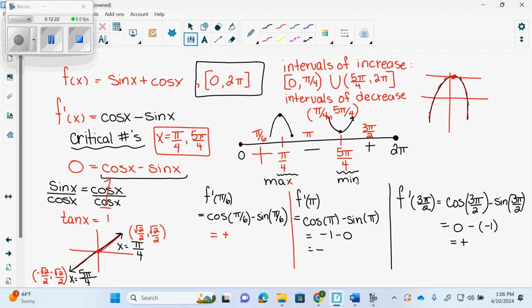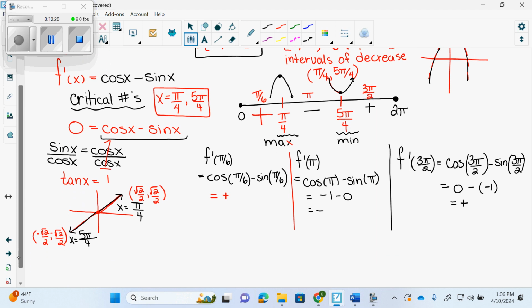So we need to find out where the max and min are. We have a maximum at pi over 4 and some sort of y. We have a minimum at 5 pi over 4 and some sort of y. Is that an agreement? How do we find the y? Do we plug it into the first derivative or the original? Y. That's correct, for y.